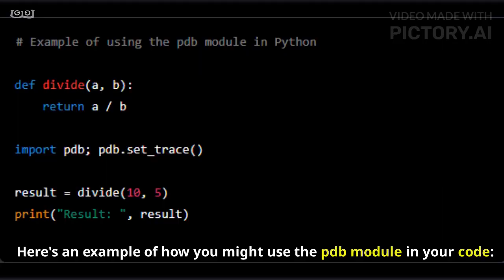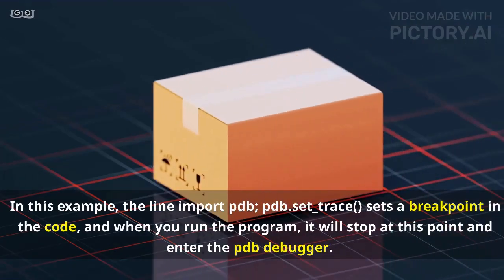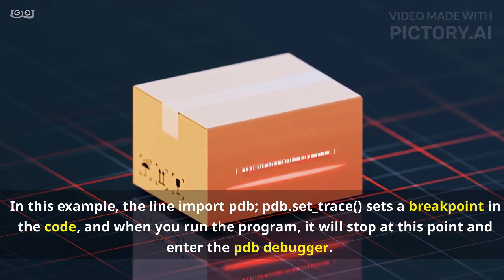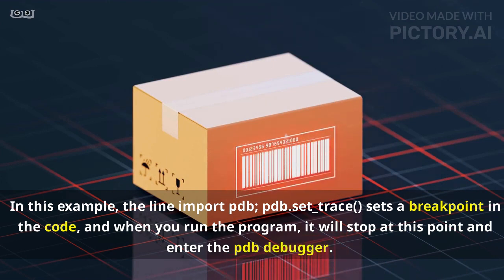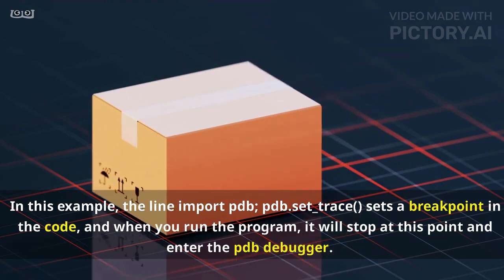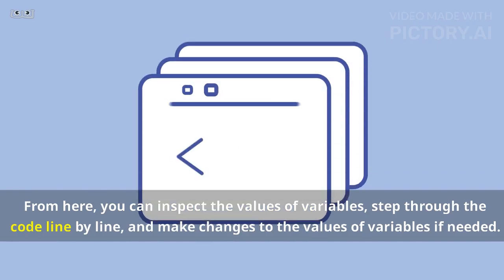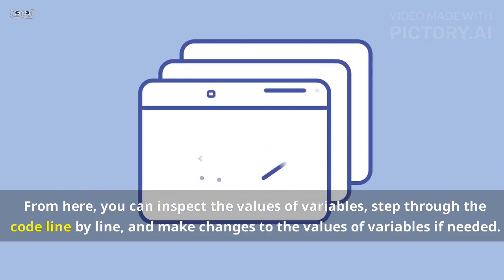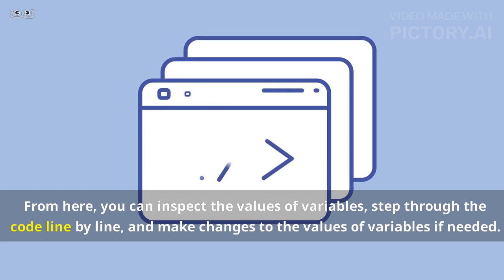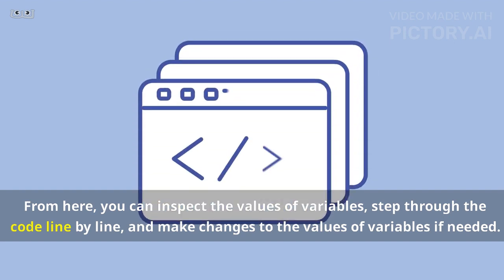Here's an example of how you might use the PDB module in your code. In this example, the line import pdb; pdb.set_trace() sets a breakpoint in the code, and when you run the program, it will stop at this point and enter the PDB debugger. From here, you can inspect the values of variables, step through the code line by line, and make changes to the values of variables if needed.